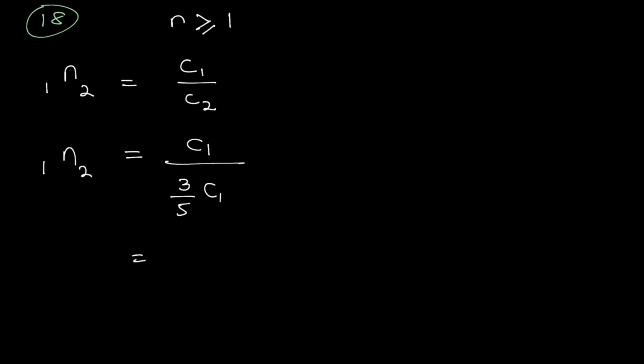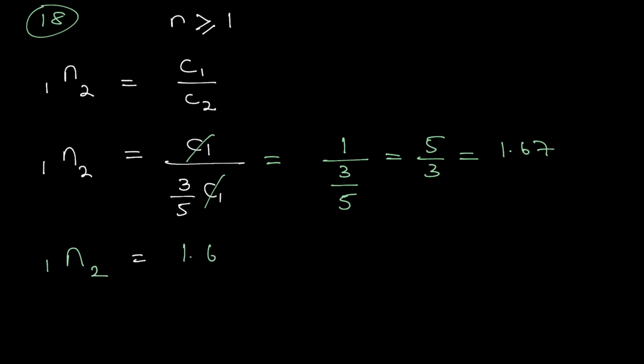And to work this out, C1 counts as C1, right? So what do I get? I get 1 over 3 over 5, which gives 5 over 3, which is 1.67. So the refractive index is 1.67, and the answer is D.